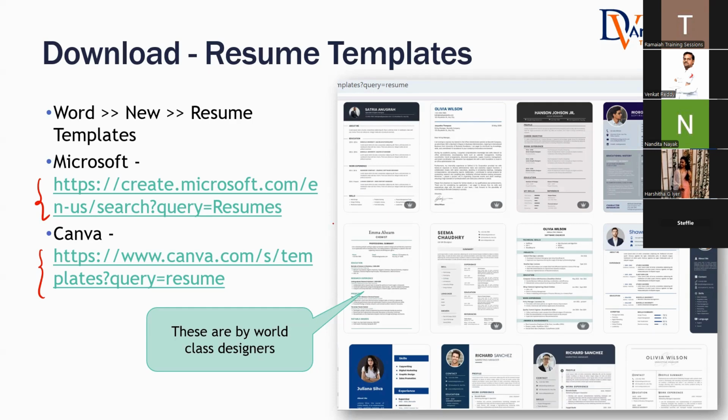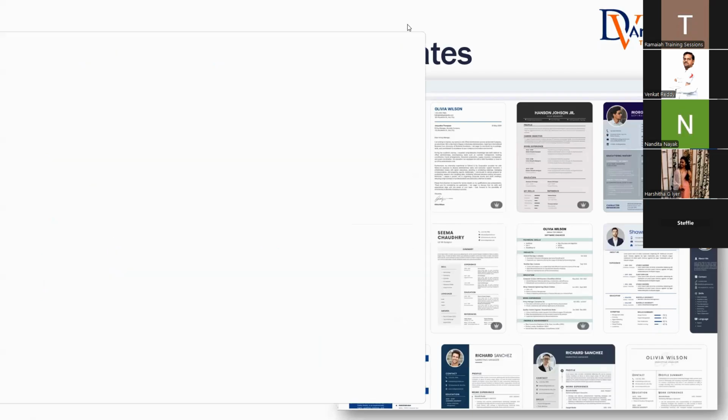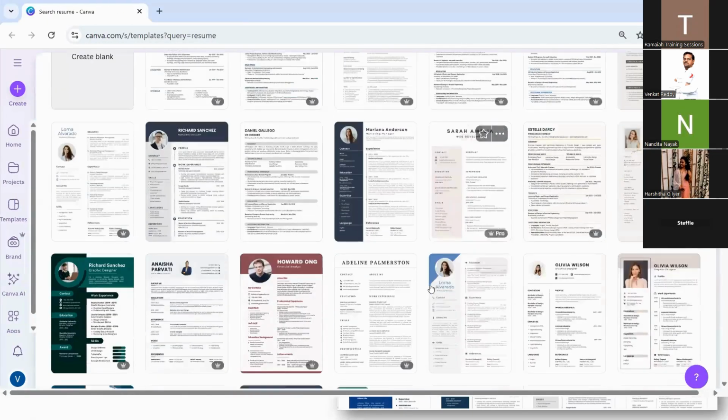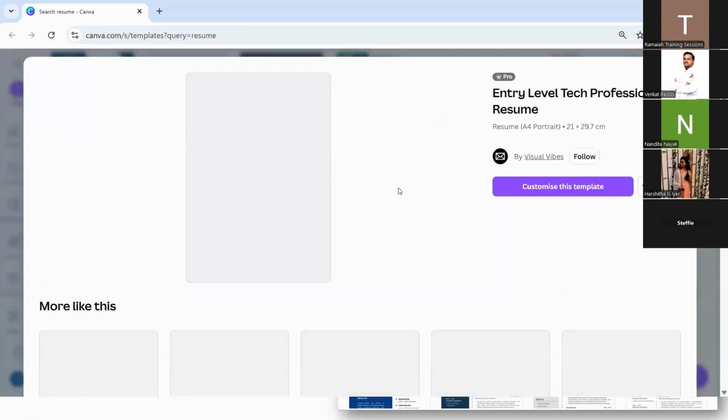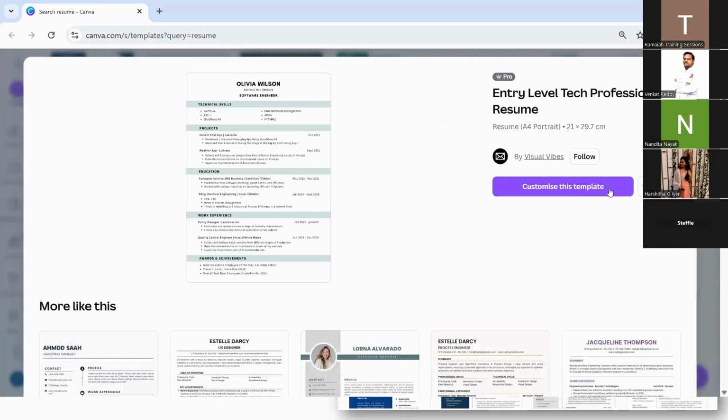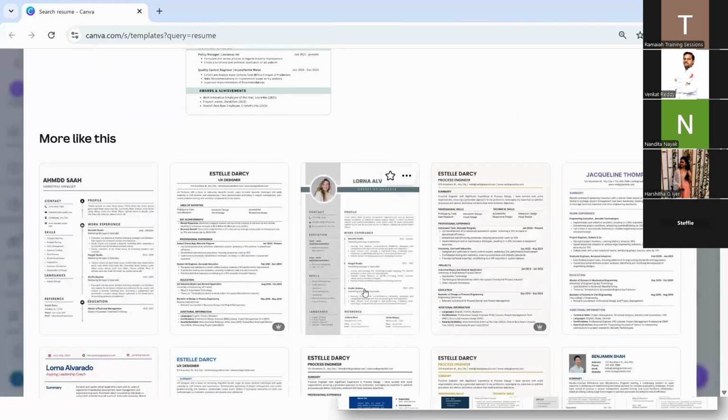So instead of designing your resume on your own from scratch, you may want to use some of the templates that are there on Canva. So these are the templates on Canva. The one that you like, let's say this is the one, maybe this is something that is looking very simple for me, or maybe I can search.